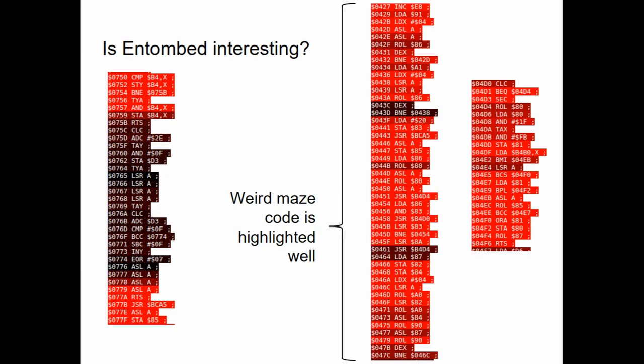On the other hand, remember Entombed has this maze, and the code to generate that was very obfuscated and difficult to analyze. And here, my system lights it up like a Christmas tree. What I'm not showing you is that these results are a little cherry-picked here, because there are other spots in the code that were also lit up that were less interesting. So at least this part I would characterize as a work in progress at this point.